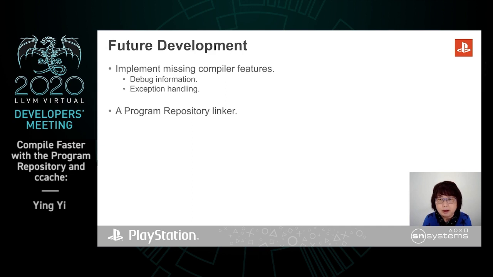Now I move on to future development. We need to implement missing compiler features, such as debug information and exception handling. Also, a program repository linker is currently under development.